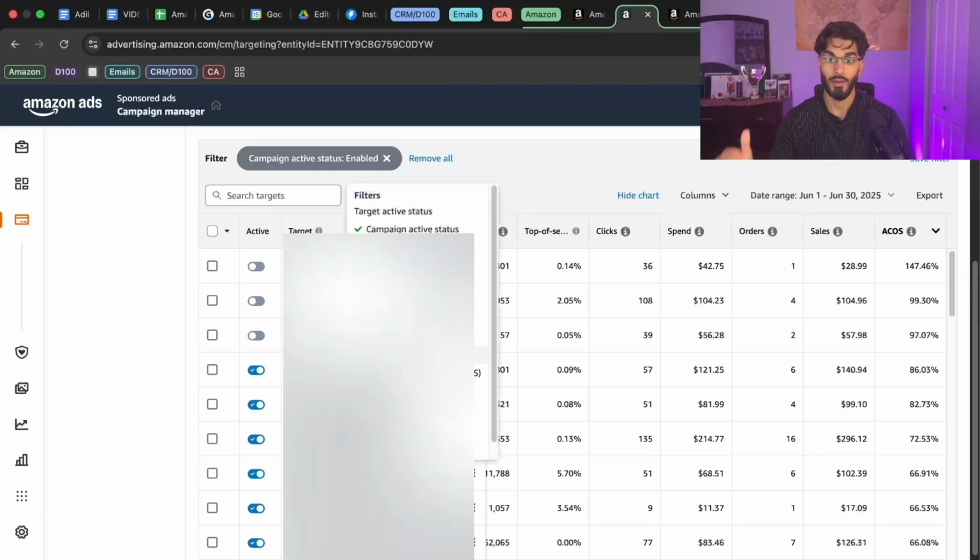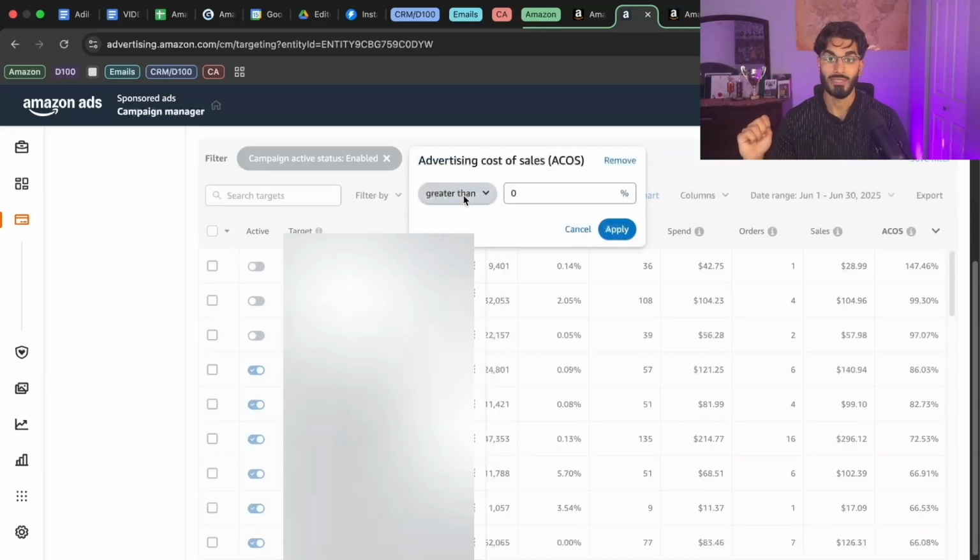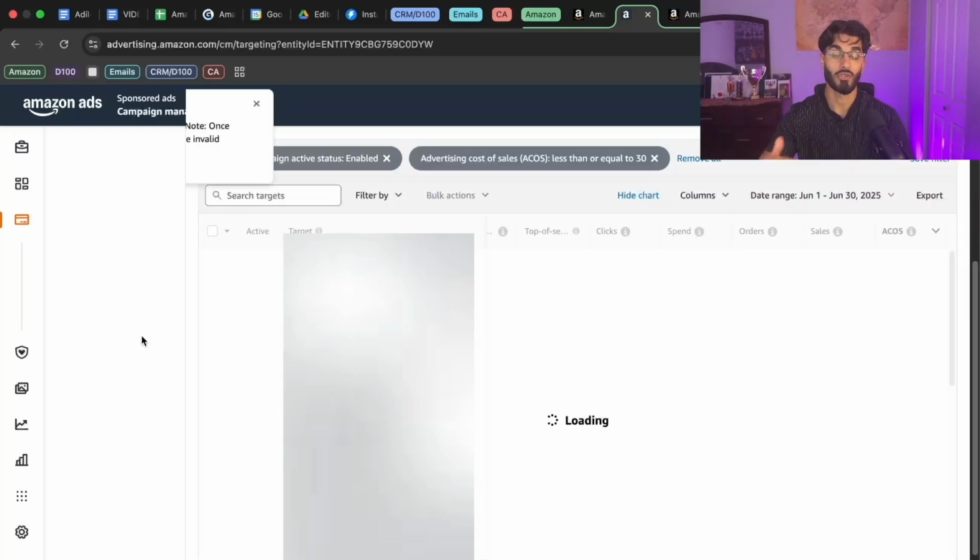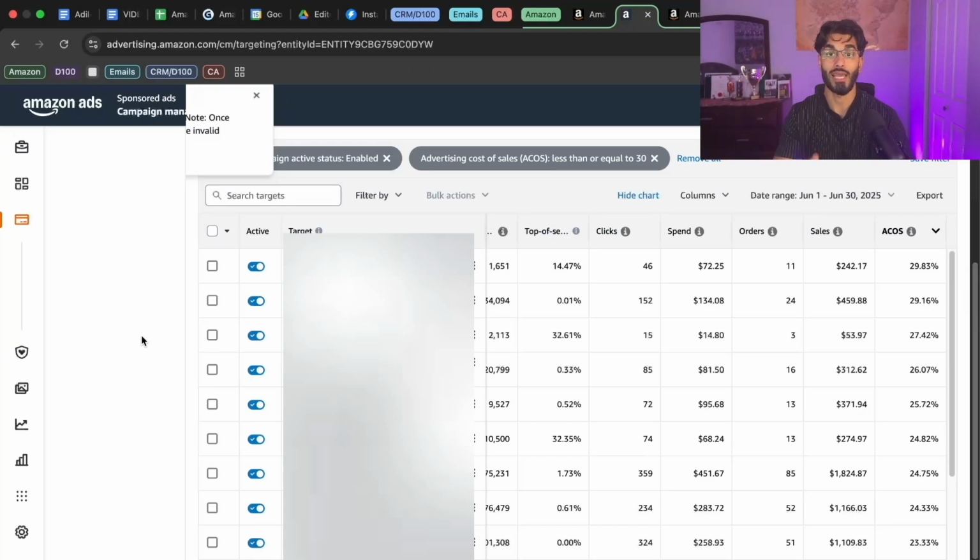Okay, so now we're going to do the inverse. So I'm going to hit filter by and I'm going to go ACOS. Now I'm going to say less than or equal to our desired one. So our desired was 30%. Now I'm looking for campaigns where we can maximize the bids to go even higher, because this indicates we have a good conversion rate, a good click-through rate on these campaigns. So we have 15 total targets here.